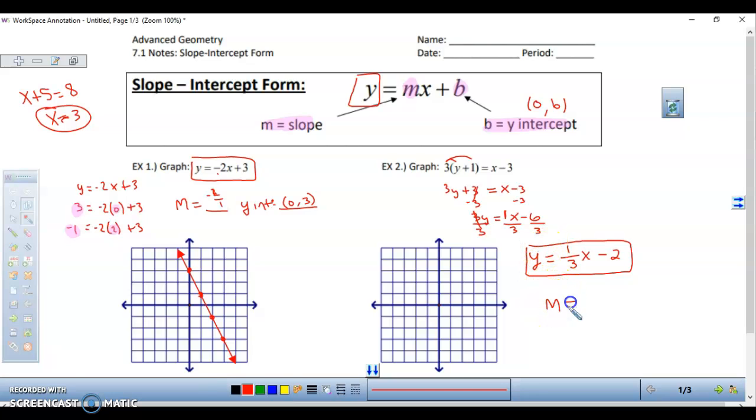And now I'm going to identify my slope, and I'm going to identify my y-intercept. The slope is 1/3, and the y-intercept is (0, -2). Oops, -2.